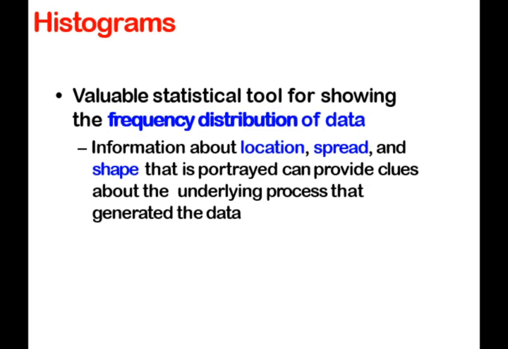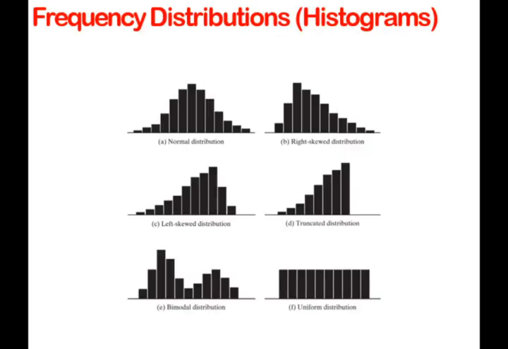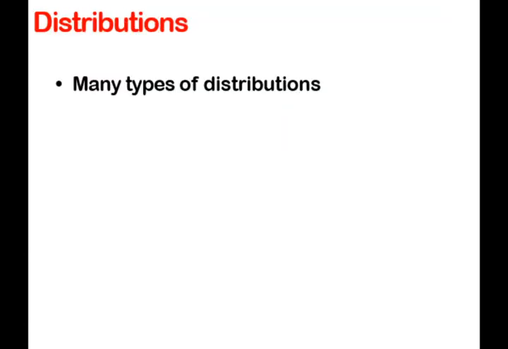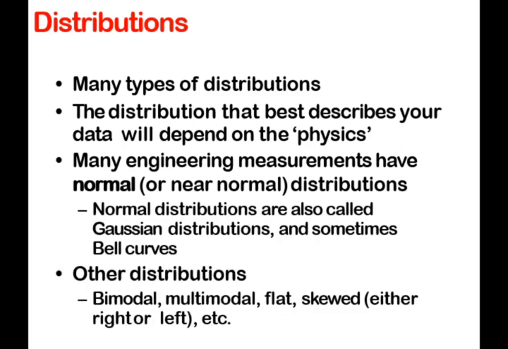For example, a couple of important shapes of the data. We have the most important type of data distribution, which is a normal distribution. Then we have skewed right and left distributions, B and C. We have the truncated data distribution, this one. We have a bimodal distribution and a uniform distribution. We talked about the distributions.